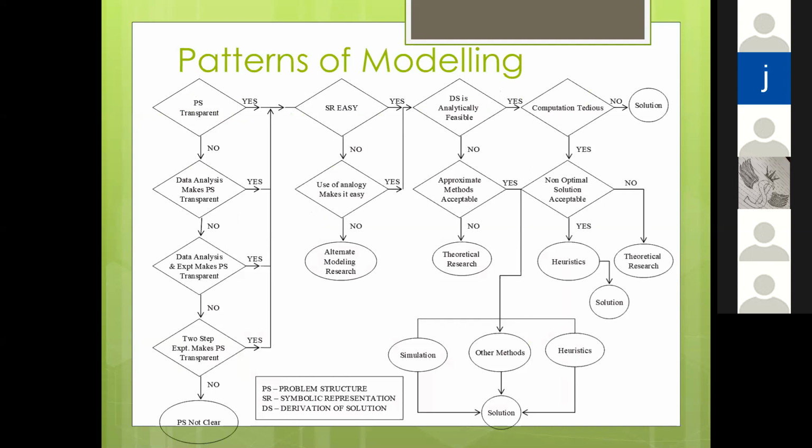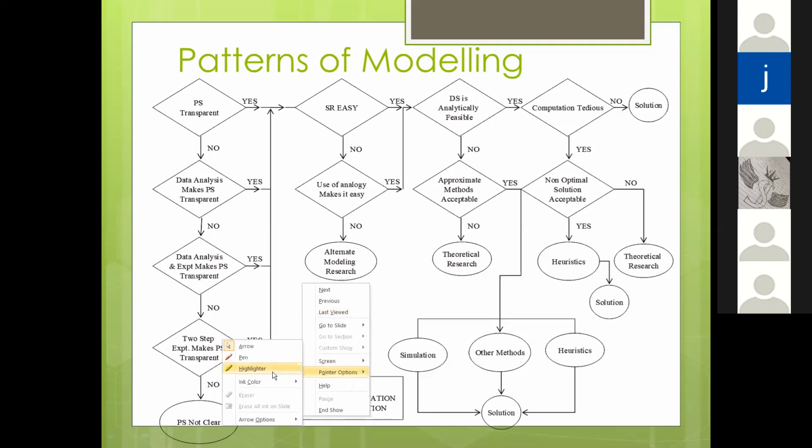Now, this is something very interesting. It is a guiding map, exactly guiding you on how to approach different types of problems, when to use theoretical research, when to use heuristic results. I'll be sharing the slides also. So when there is a problem structure, let me just click the highlighter.